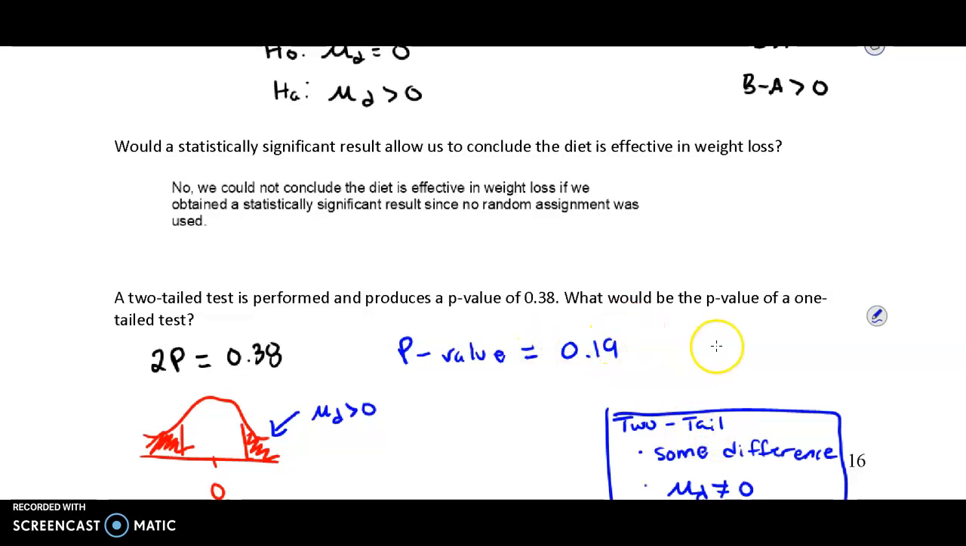Remember, in a two-tailed test, we're just looking that there is some difference. And in a two-tailed test, we're saying that we don't know if the difference is positive or negative, but we know there is some difference. Thus, we're testing the alternative that the population mean difference is different from 0 or not equal to 0.